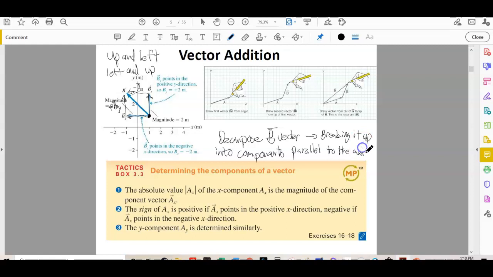Axes, I think that's the plural of axis. Anyways, so basically by decomposing this vector, you're breaking it up into its x direction and y direction vectors, okay? So we're going to be practicing that a lot too, okay? Well, let's do some practice. Let's just do some basic vector addition, okay?